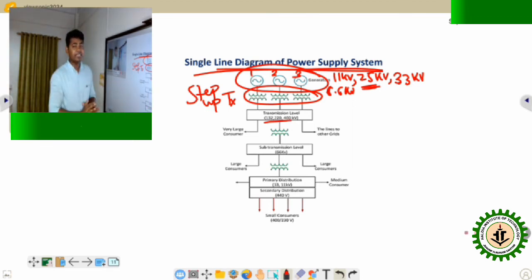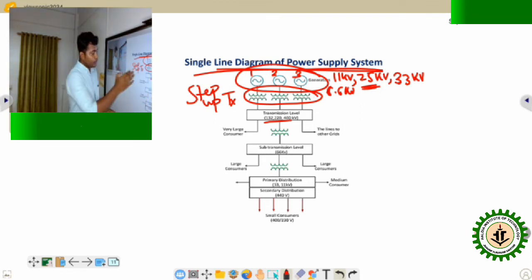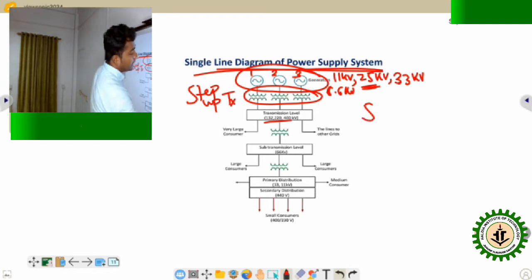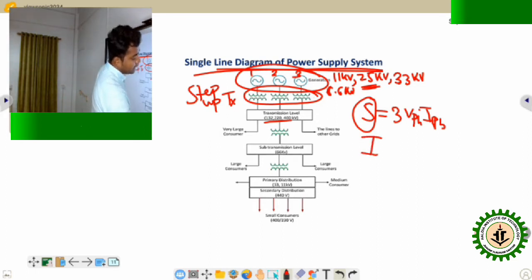Why? There is an advantage, because with high voltage transmission lines, power is transmitted over long distances. Why? Because we know that the apparent power is equal to 3 into V phase into I phase. So if the power is constant, then the current I is inversely proportional to V. So this is the relationship.